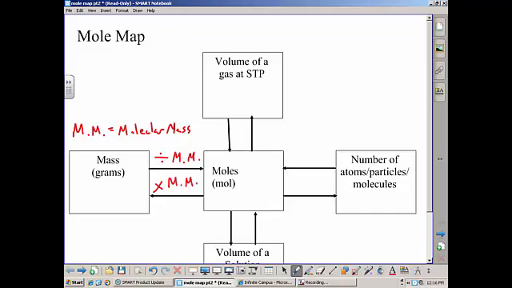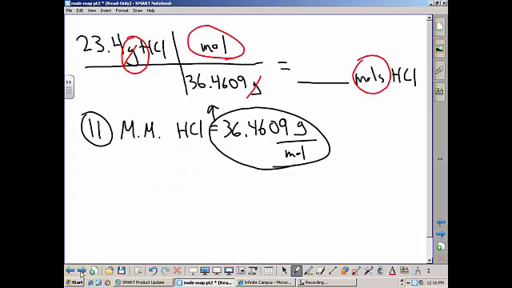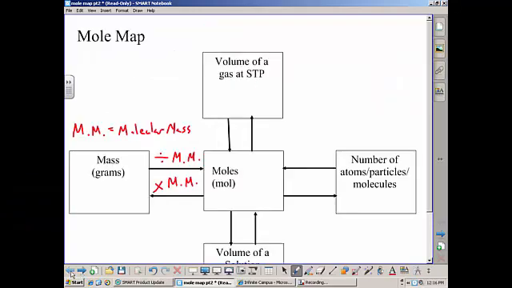Now remember, molecular mass is unique to each molecule or atom that's out there, right? This 36.4609 that we used in this example is unique to hydrochloric acid. It's going to be different for each type of molecule, yes? So that's the calculation. Why we practiced that last time is now you're comfortable doing that calculation. You can easily convert from grams to moles and back. Yes? Questions?